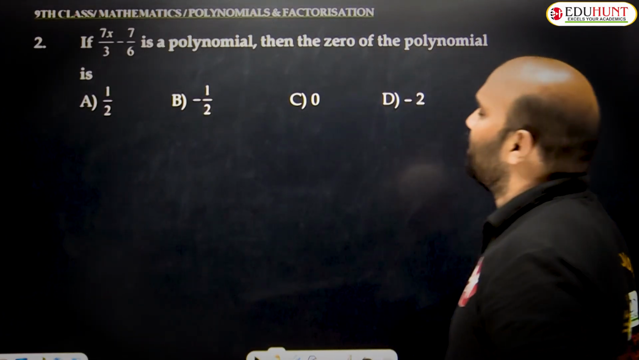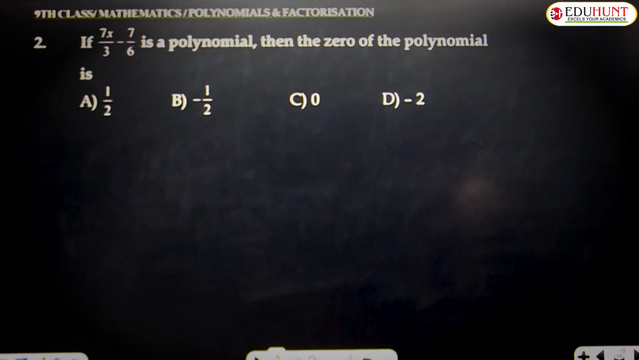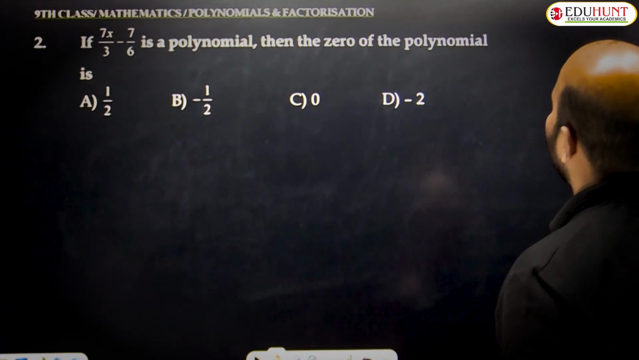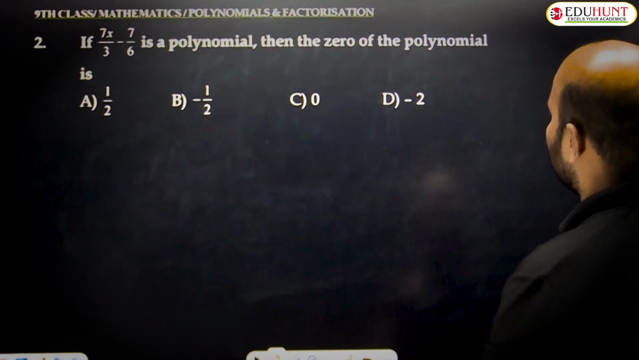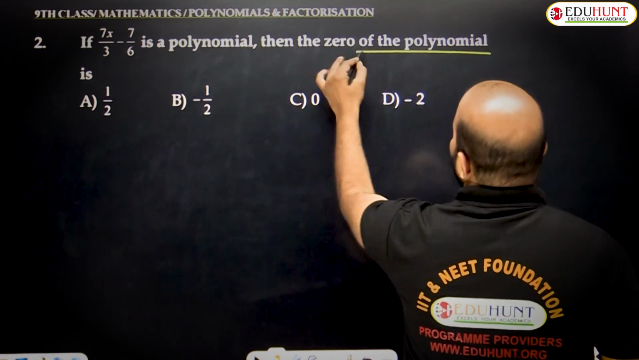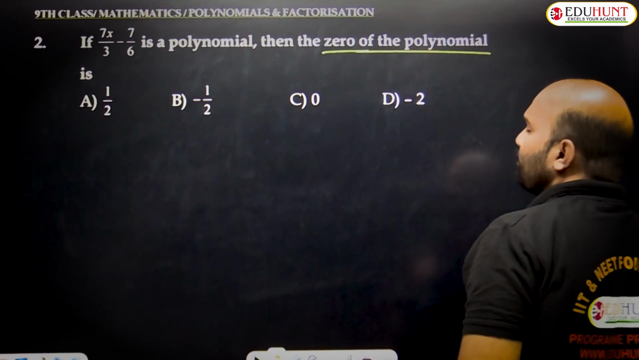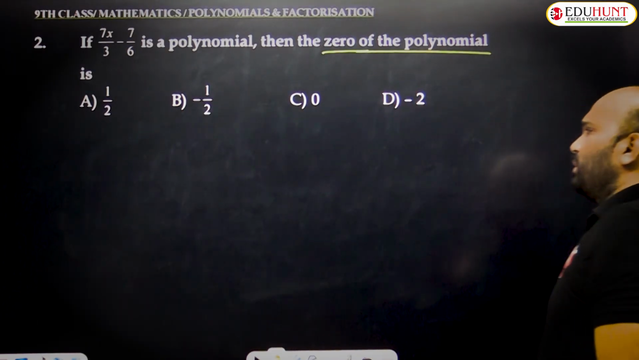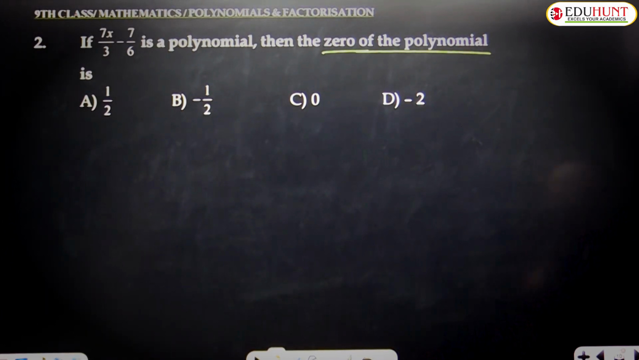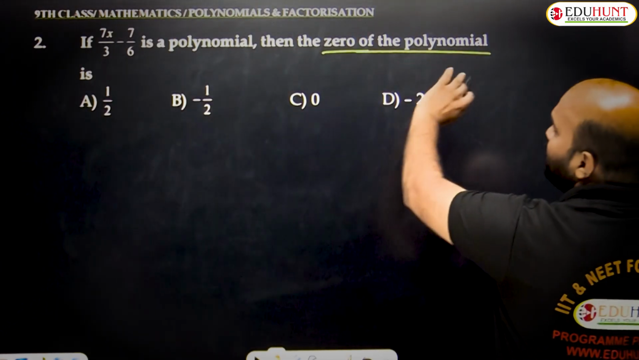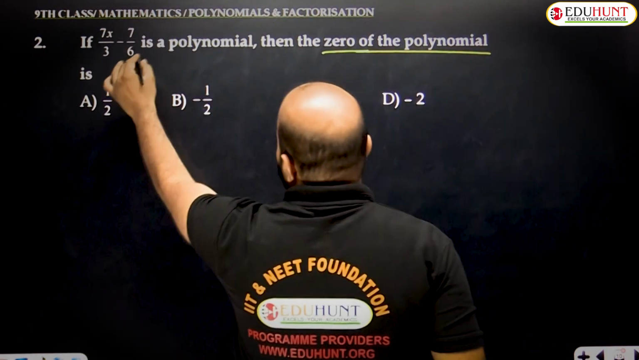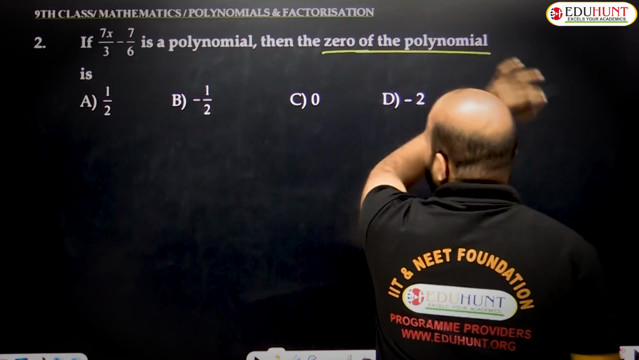If 7x by 3 minus 7 by 6 is a polynomial, then the 0 of the polynomial is. So this is a very important condition. The 0 of the polynomial is: option A, 1 by 2; option B, minus 1 by 2; option C, 0; option D, minus 2. The 0 of the polynomial means the value of the polynomial equal to 0 is called the 0 of the polynomial. Am I clear?